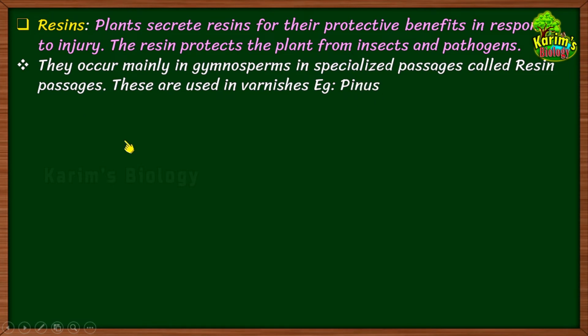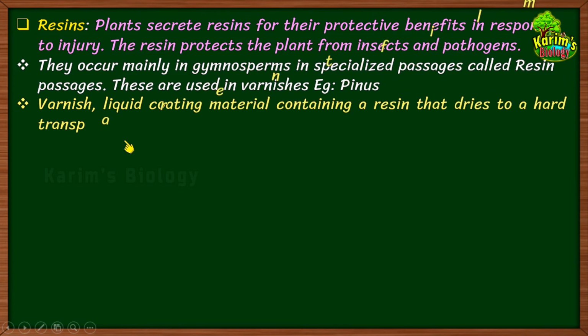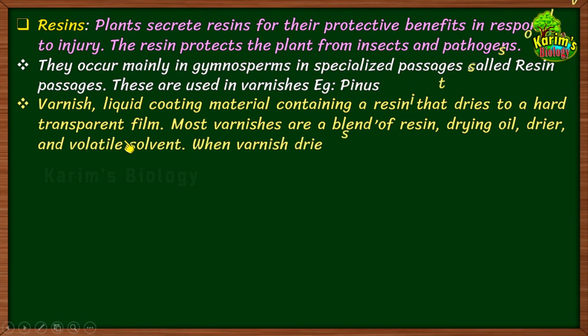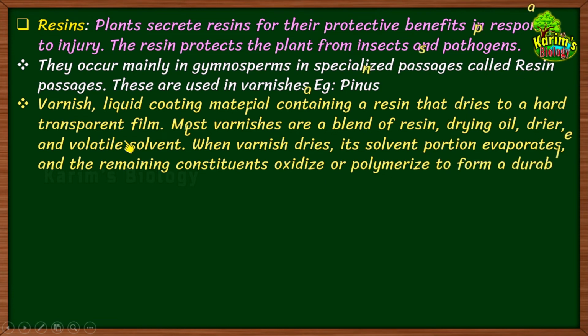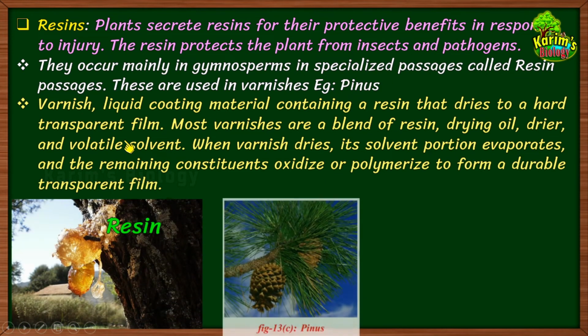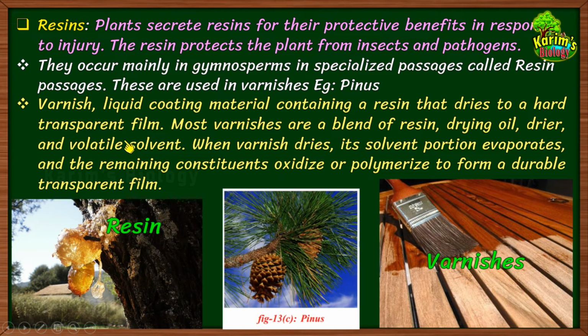So let us now find out what varnishes are. Varnish is a liquid coating that we generally apply on wood or wooden items. Okay, and what happens when you apply this varnish onto the wood? It immediately dries up and forms a thin transparent film on the surface of the wood and furniture. And what is it made up of? Most varnishes are a mixture of resin, drying oil, dryer and some volatile solvent.